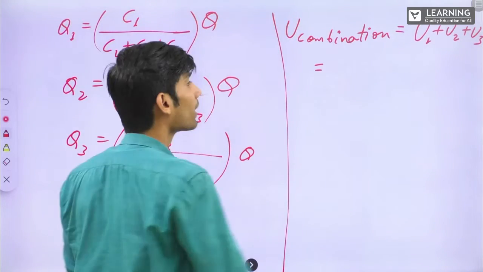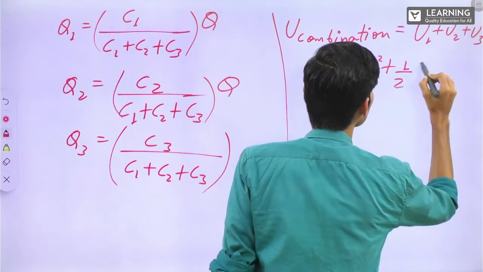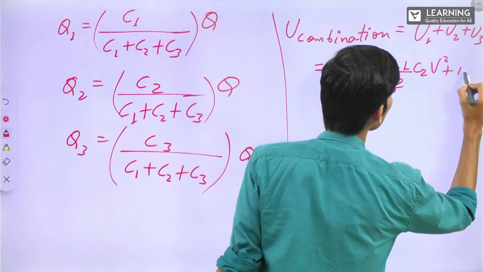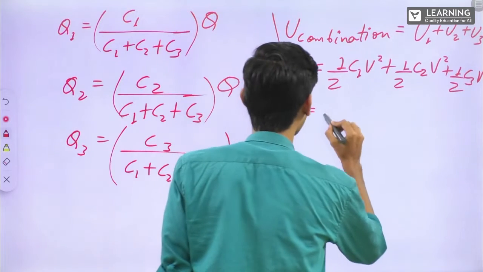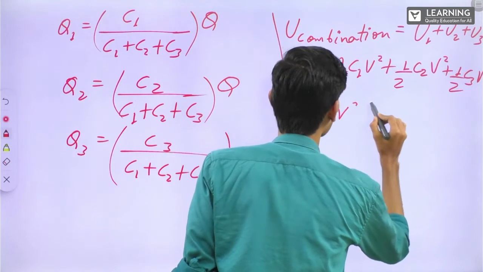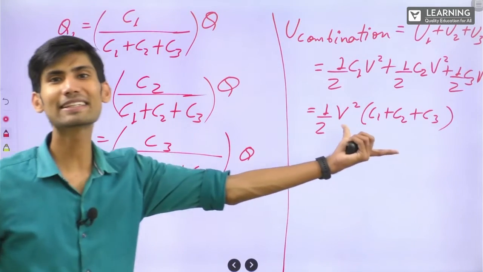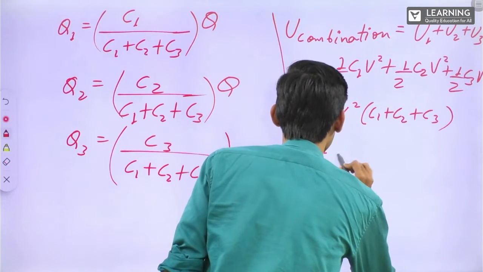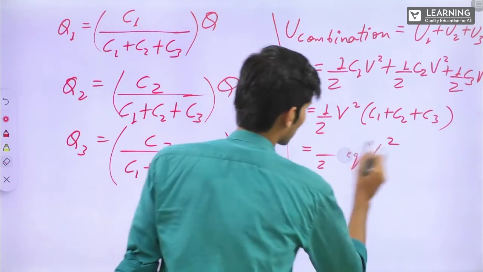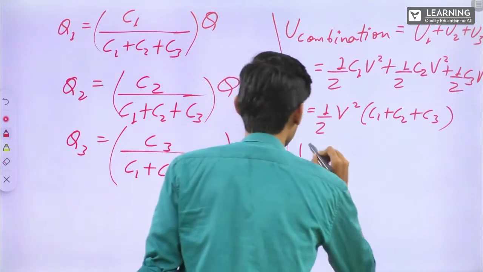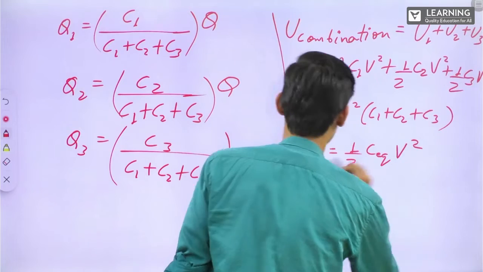That is equal to half C1V square plus half C2V square plus half C3V square. Correct? That is half V square common, C1 plus C2 plus C3. C1 plus C2 plus C3 is C equivalent. So this will be half into C equivalent into V square. Clear? That is U of the combination. U combination is equal to half into C equivalent into V square.